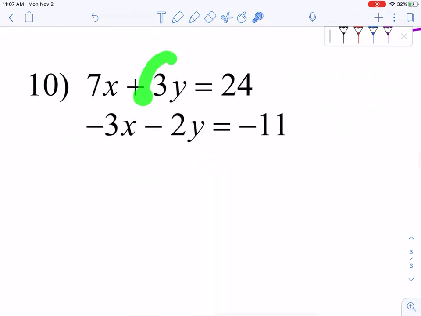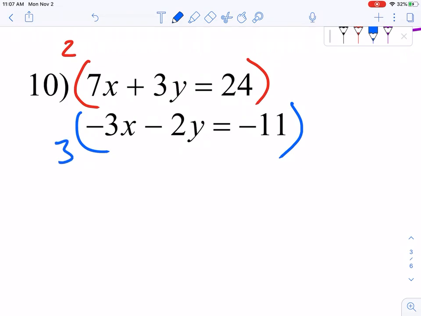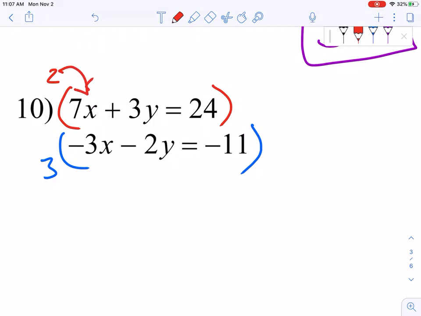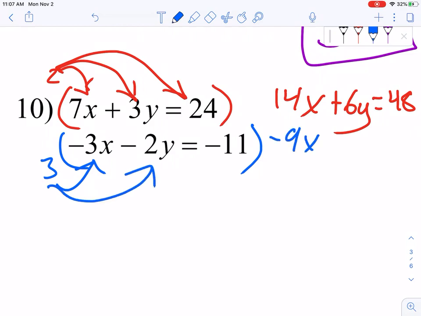Okay, for this one, I'm going to eliminate my y's just because I'm working with smaller numbers here. So again, I just want you to see that I'm picking numbers, 2 on top, 3 on the bottom. You can just use the opposites. So 2 times 7 is 14x. 2 times 3y is 6y. 2 times 24 is 48. For my bottom equation, 3 times negative 3 is negative 9x. 3 times negative 2y is negative 6y. I've created opposites. And 3 times negative 11 is negative 33.